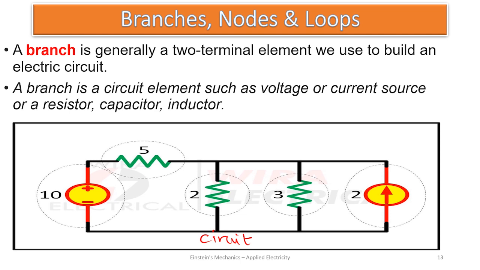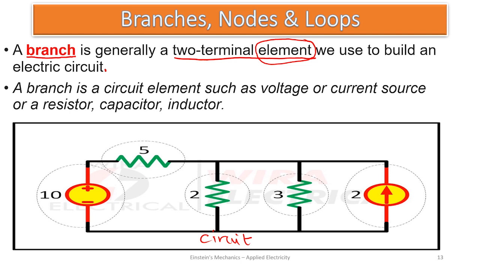How do we identify a branch here? How do we identify a node? And how do we identify a loop? So straight away, a branch in any electrical circuit is generally a two-terminal element. Remember, it is two-terminal for an element. We've already talked about elements. That's the building block of what? A circuit. So it's generally a two-terminal element we use to build an electrical circuit.